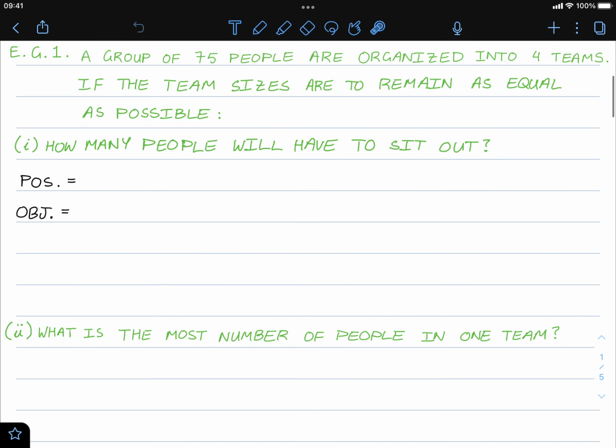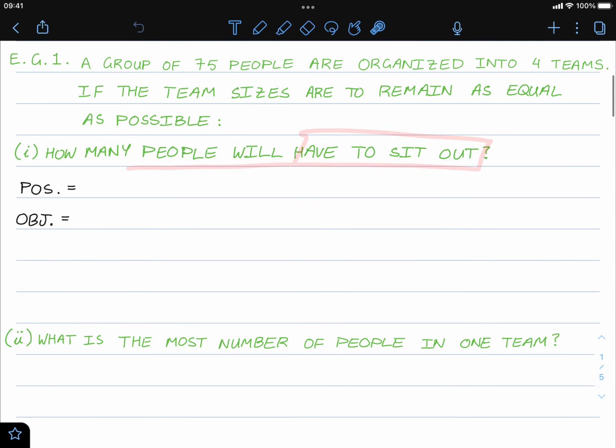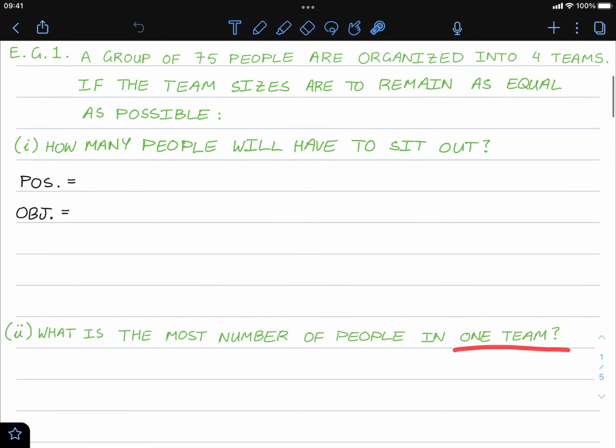So let's take a look at the first example demonstrating this. A group of 75 people are to be organized into 4 teams. If the team sizes are to remain as equal as possible, big emphasis on this, how many people will have to sit out? So let's assume that we want them to be perfectly equal teams. And in part 2, what is the most number of people in one team? So assuming that no one sits out, what's the most number of people in one team if it has to remain equal?